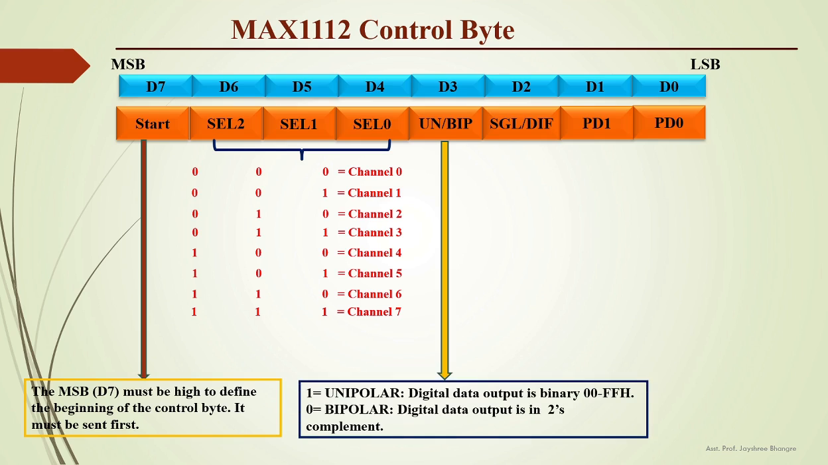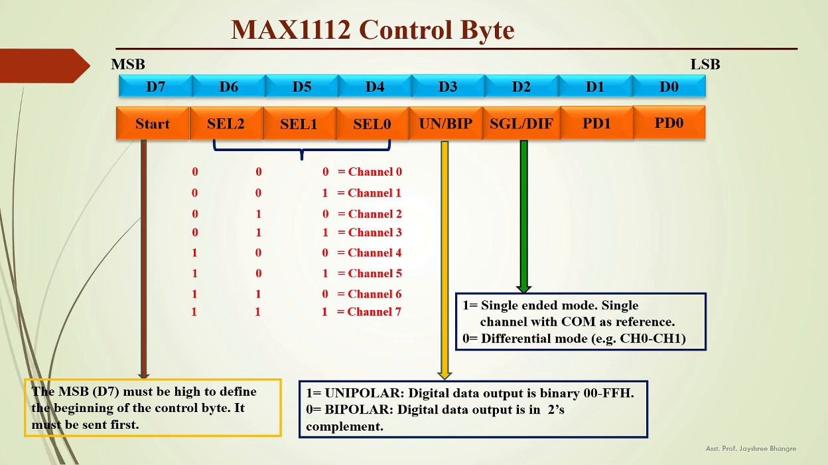Now the D3 bit is the unipolar or bipolar function deciding bit. If we make this bit equal to 1, then the unipolar mode is selected, where the digital data output is binary, that is from 00 to FFH. That means it is operated in single-ended mode. If we make this bit equal to 0, then the bipolar mode is selected and the digital data output is in 2's complement form.